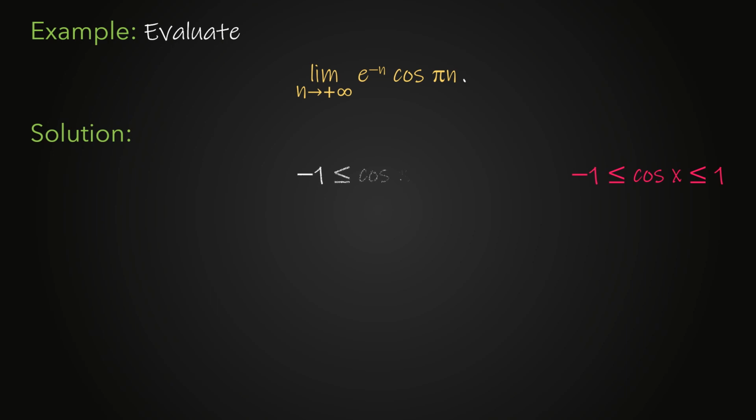Example. Evaluate the limit of e raised to negative n times the cosine of pi n, as n approaches positive infinity. Solution. The cosine function has values ranging from -1 to 1. Thus, the cosine of pi n is bounded below by -1 and bounded above by 1. Multiply the inequality by e raised to -n in order to arrive at the given sequence.